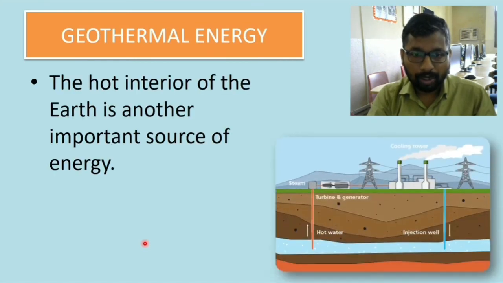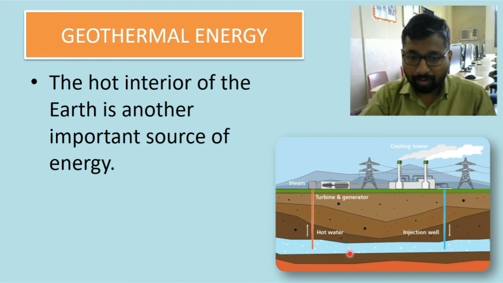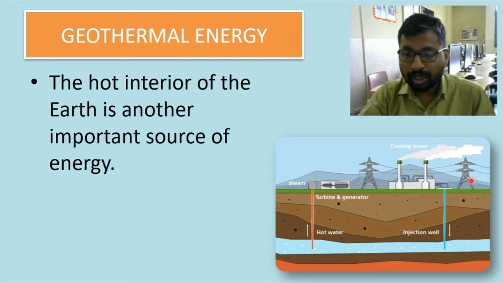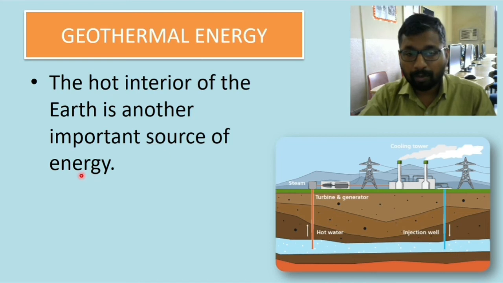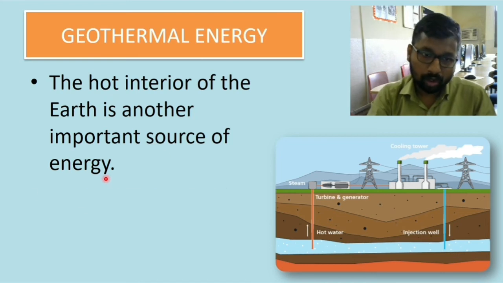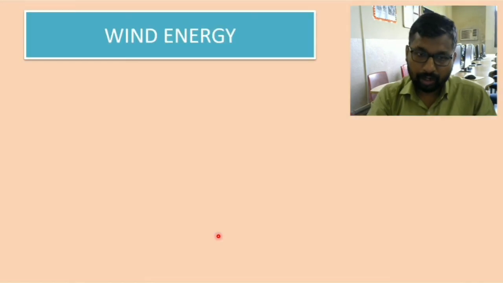Then comes geothermal energy. The hot interior of the earth is another important source of energy. We all know that inside the earth it is very hot, there is molten lava, and because of that, if water comes in contact with it, the water also becomes hot. This hot water can be used to run turbines and hence generate electricity. So the hot interior of the earth is an important source of energy which we call geothermal energy.